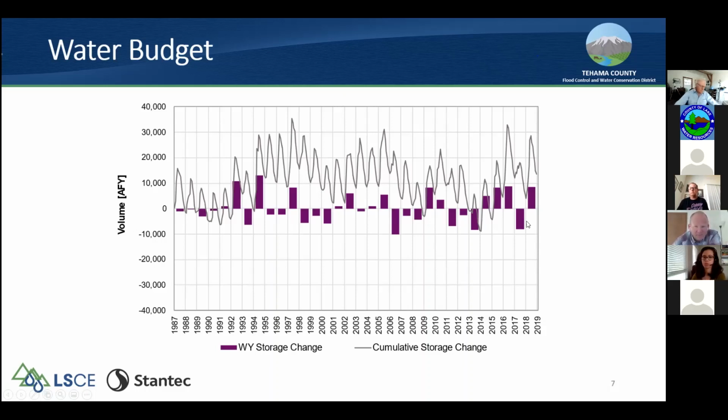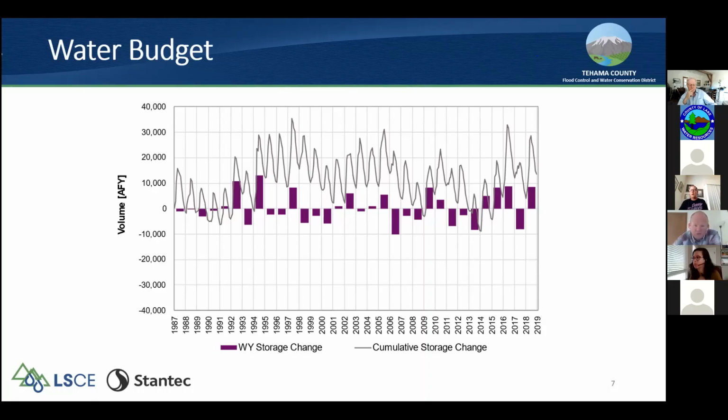But in this example that I'm showing here, and this is actually from the model, you're seeing your net cumulative storage is generally positive, which is a good thing. Again, it fluctuates year to year, but generally it's positive. So Bethany, does that maybe address your question there? Yep. That does, thank you.